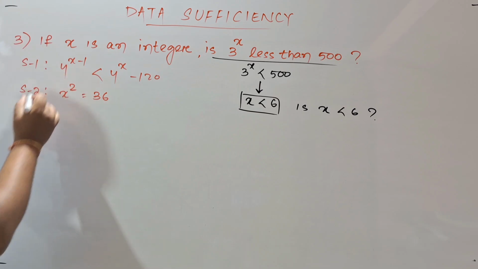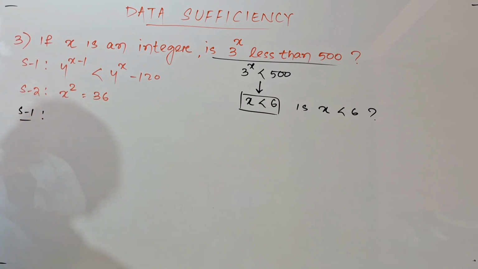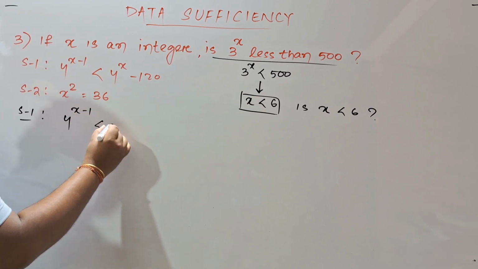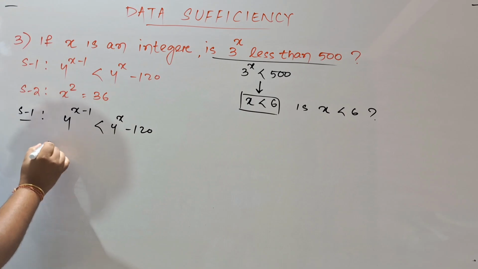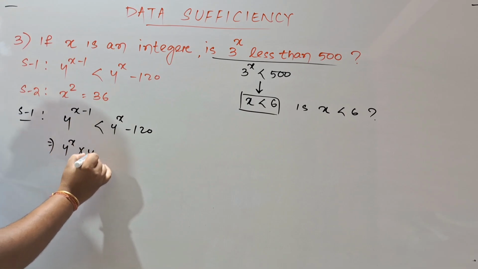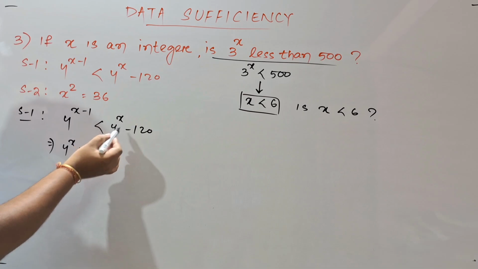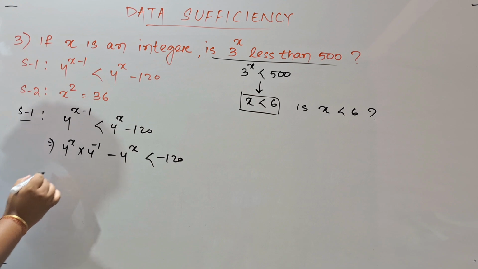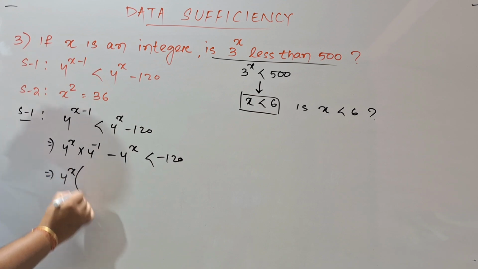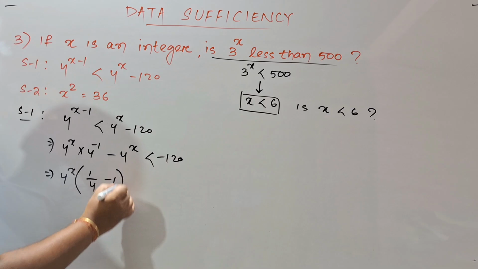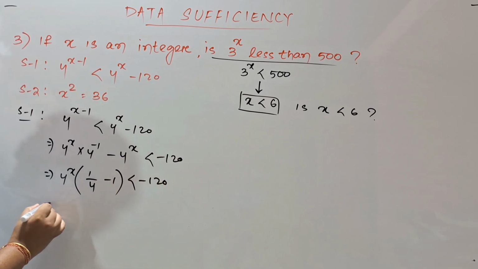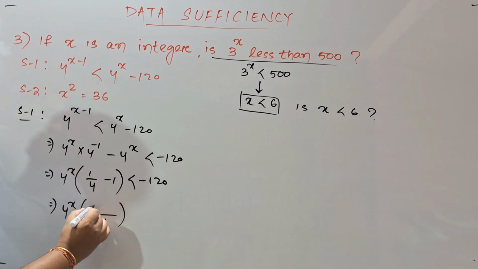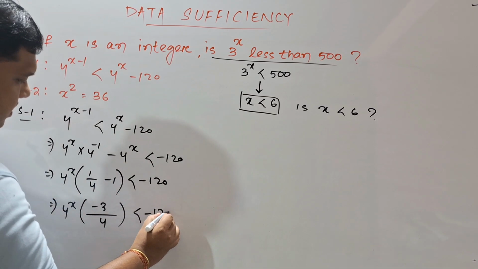Now statement number 1. If I evaluate, find the value of x here. 4 to the power x minus 1 is less than 4 to the power x minus 120. So this can be written as 4 to the power x into 4 to the power minus 1. If I take 4 to the power x to the left hand side, this is minus 4 to the power x less than minus 120. So if I take 4 to the power x common, this is 1 by 4 minus 1, less than minus 120. So 4 to the power x, LCM here is 4, and this is 1 minus 4, this is minus 3, less than minus 120.